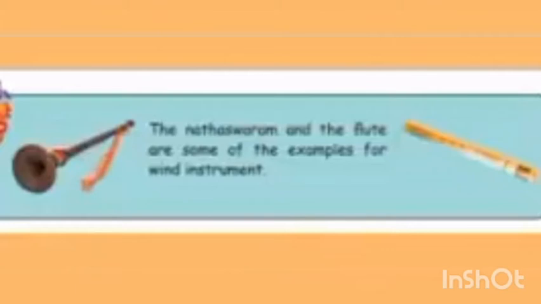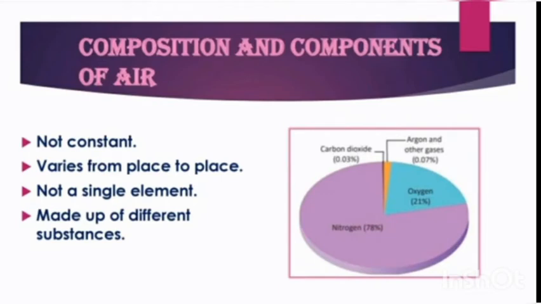Composition and components of air. The composition of air is not constant. It varies from place to place and over time. Air is not a single element. It is made up of different substances.